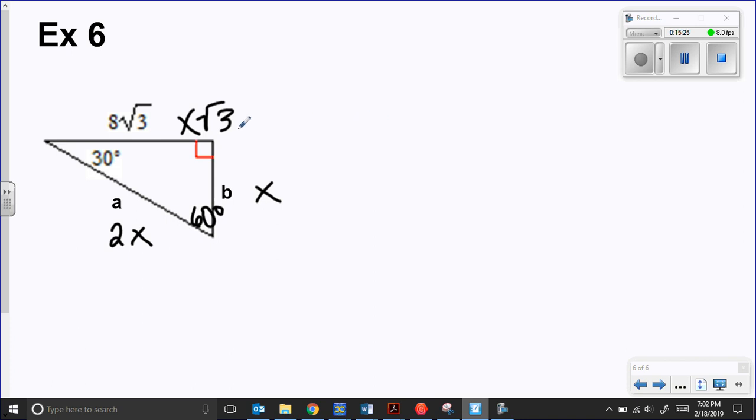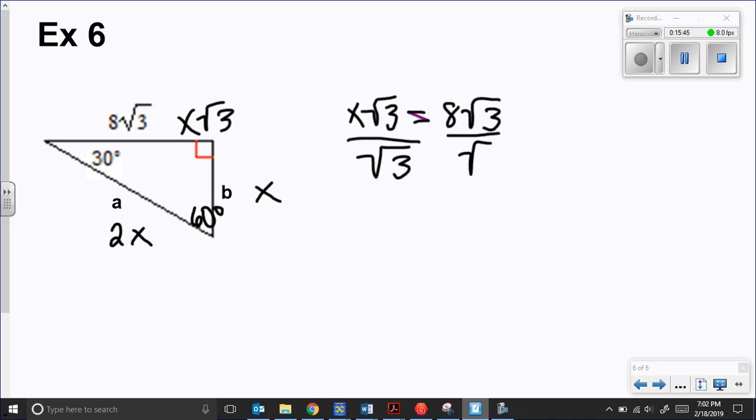So now we need to figure out, well, what exactly is X? Because we don't know that yet. But we know that X times the square root of 3 is equal to 8 times the root of 3. So in order to solve for X, we're going to divide both sides by the square root of 3. Square roots of 3 cancel. X is equal to, and then on this side, square roots of 3 cancel as well, 8. So we know the short side is 8.